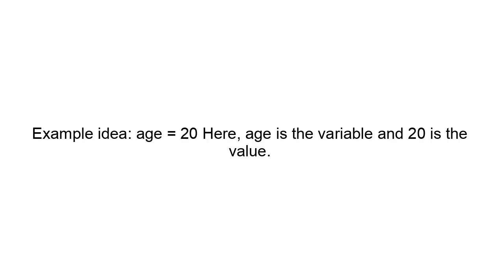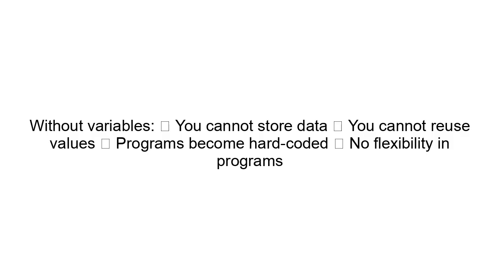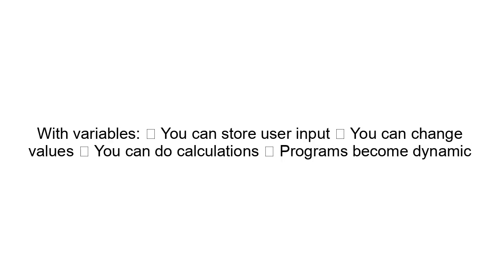Why it matters. Without variables, you cannot store data. You cannot reuse values. Programs become hard-coded. No flexibility in programs. With variables, you can store user input. You can change values. You can do calculations. Programs become dynamic.